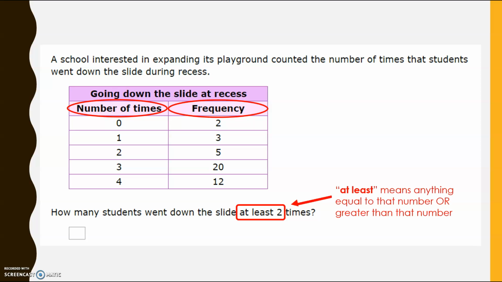At least means anything equal to that number or greater than that number. So we would need to find the number of students that went down the slide 2, 3, or 4 times. This time when we add up our frequencies, we add up 5, 20, and 12. When we do that, we get 37. So 37 students went down the slide at least 2 times.